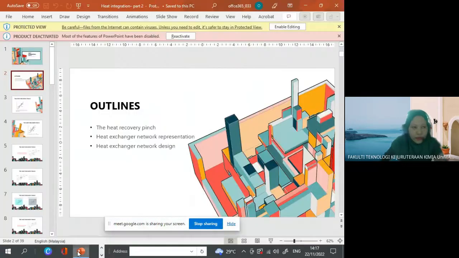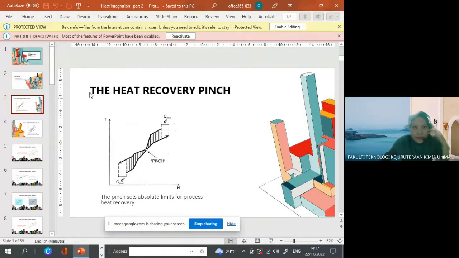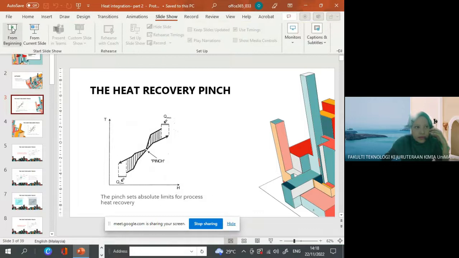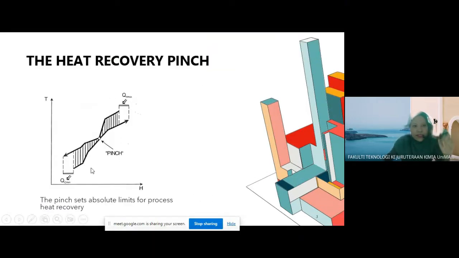Alright, so today we're going to look at how we can design the heat exchanger network. So you learned from the composite curve and problem table algorithm that you also get the value of the pinch temperature, T pinch hot and T pinch cold, right? Alright, so the pinch sets the absolute limit for process heat recovery. What's the meaning of this statement?